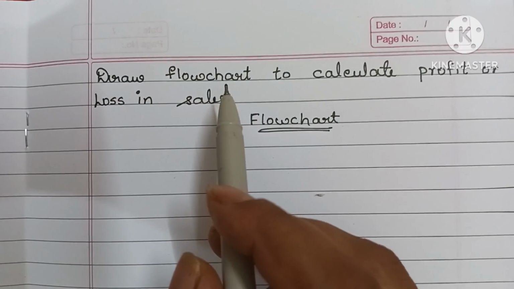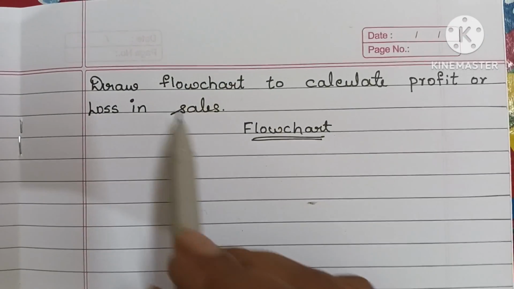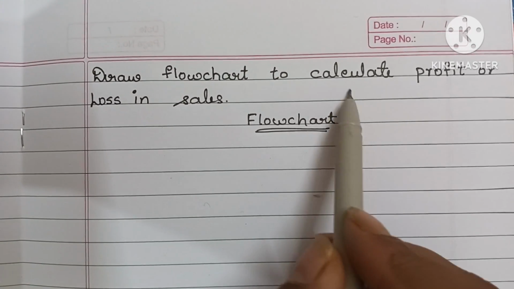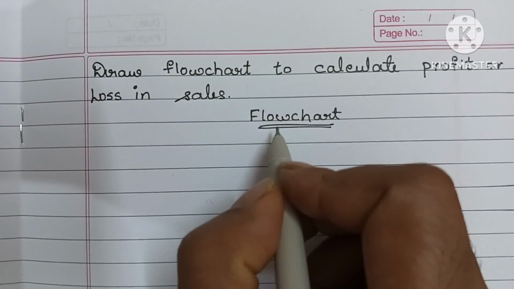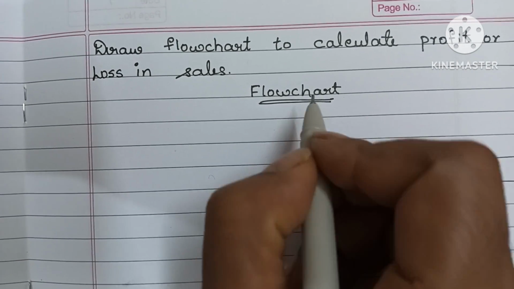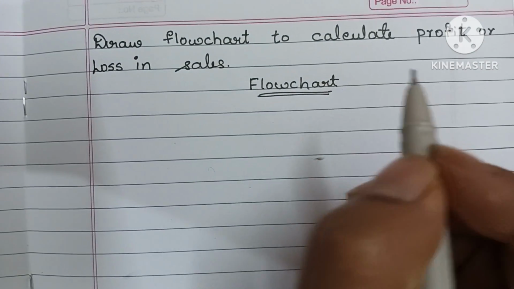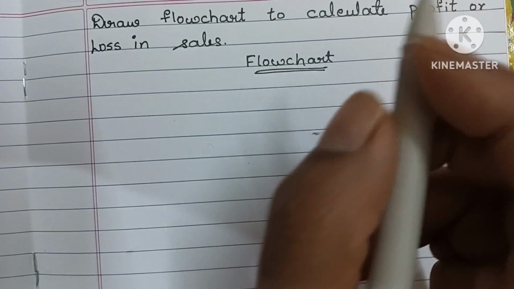Hi guys, in this video we're going to learn how to draw a flowchart to calculate profit or loss in sales. What is a flowchart? A flowchart is a graphical representation of a solved problem. Here we are using different shapes like oval shape, parallelogram shape, diamond shape, like that.